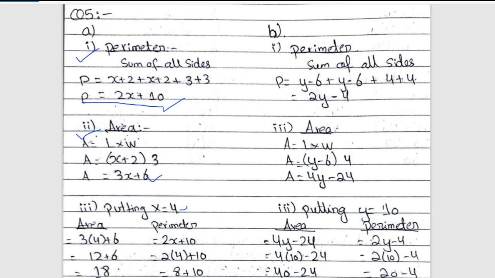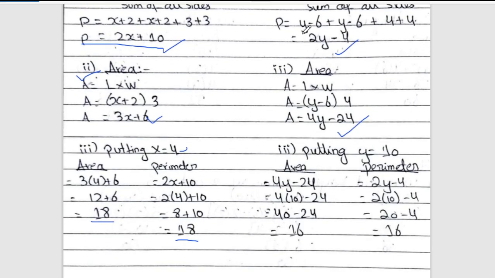Then part B. In part B, same. First we will find the perimeter by adding four sides. We have the perimeter, and by using the formula of area we can find the area, and by using these two expressions, we put the value of y, which is 10, in area and perimeter. Area expression is 4y minus 24. 4 into y is 4y, 4 into 6 is 24. So by putting the value of y as 10, 4 into 10 will be 40.